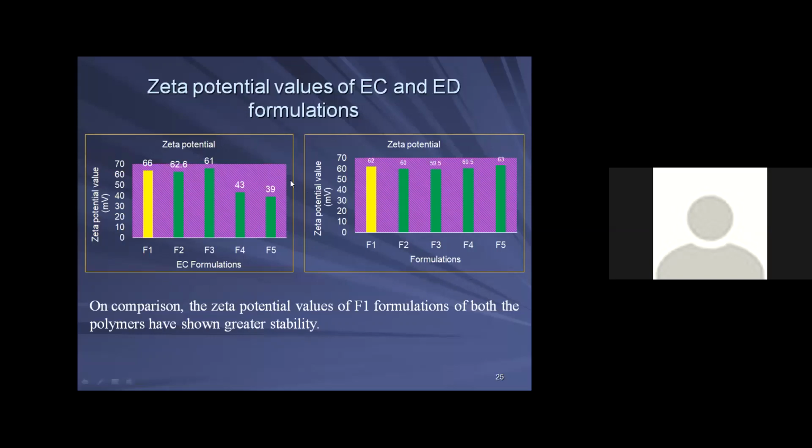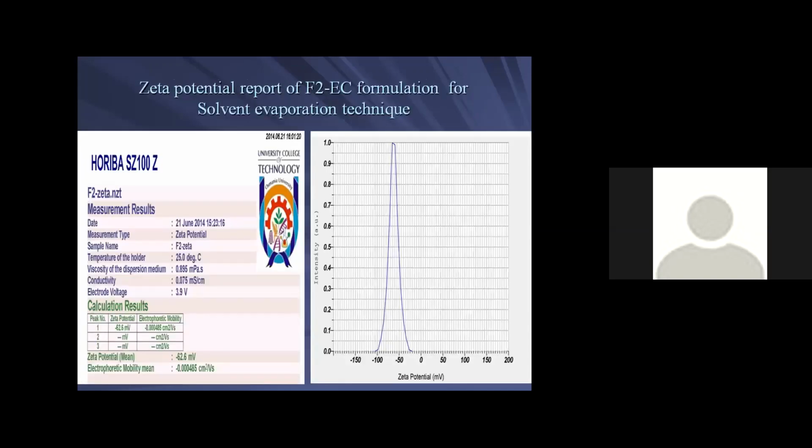Within the 5 formulations of EC, the F1 formulation showed the highest zeta potential value, indicating its stability. Among the other polymer formulations also, F1 showed the highest zeta potential value of 62. This is the zeta potential report of the ethyl cellulose best formulation.